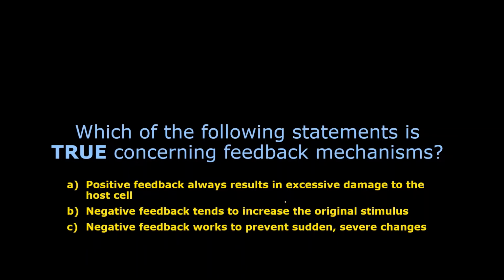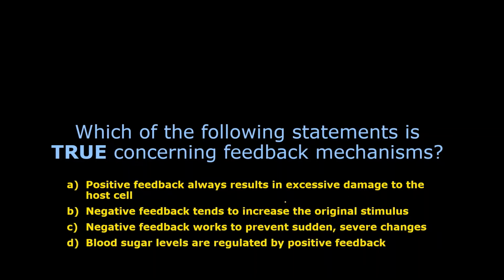Negative feedback works to prevent sudden, severe changes. Well, it certainly does. And I think on our slide during the lecture, that's exactly what it said it did. So I'm going to go with that right now. Looks like a pretty good choice. Blood sugar levels. Again, blood sugar. We didn't talk about blood sugar. Yeah, it's regulated by something, but not positive feedback, because we know positive feedback is very rare, and we see it in very few instances. So we're going with C here. And okay, we got it.